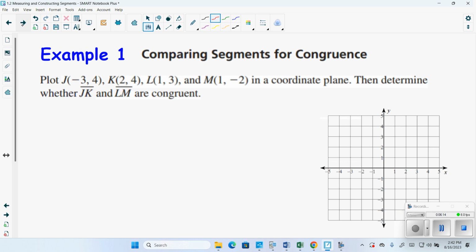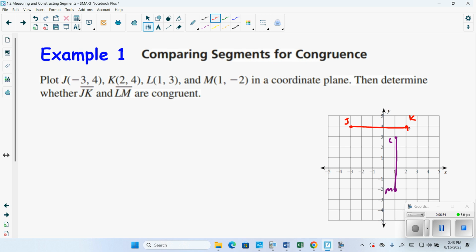All right, so now comparing segments for congruency. This is plotting points. So I'm going to plot the point -3, +4, and I'm going to label it J. I'm going to plot the point 2, 4, and I'm going to label it K. L is 1, 3. I'm going to change colors here, see if that works. And M is 1, -2. So I have two segments here. We have the segment LM, and we have the segment JK.